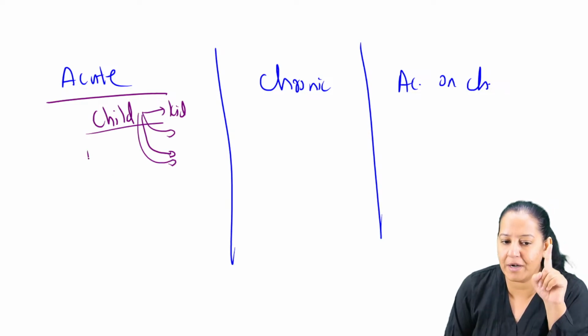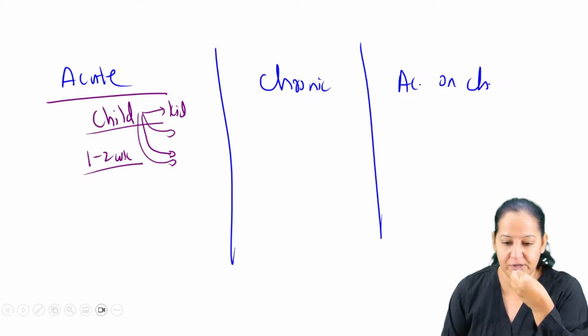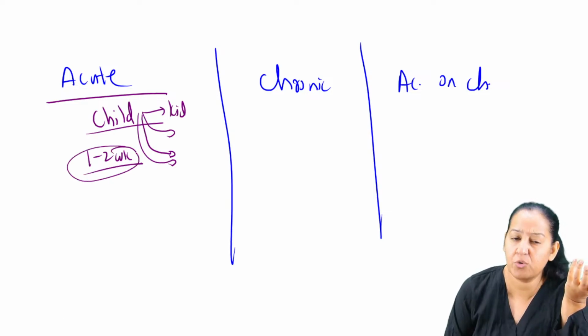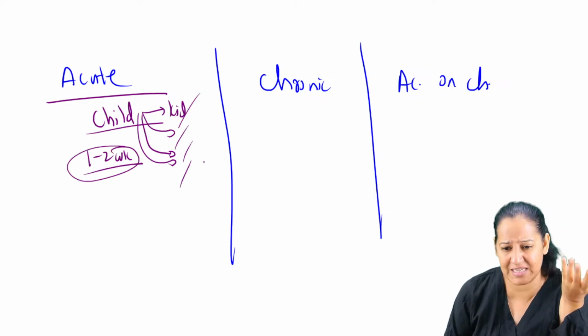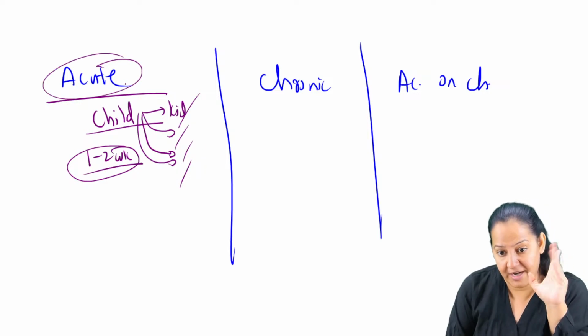And for the last 1 to 2 weeks, the child is not fed well. Before that, the child was good. The child was fed well and given good food. But within the last 1-2 weeks, due to the kidnapping or some emergency, the child is not given food. So it is acute malnutrition. It is known as acute.